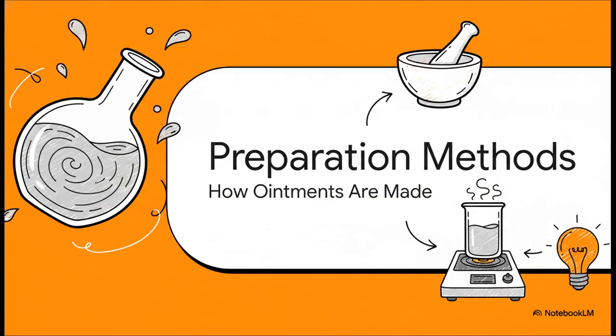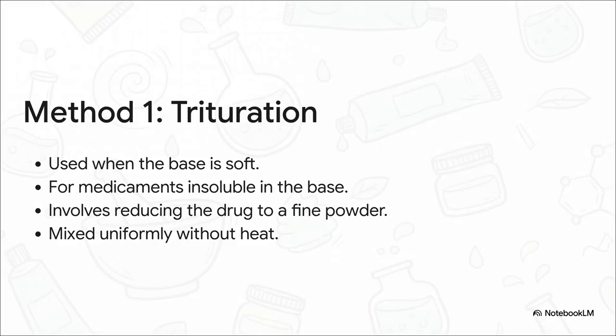So now that we know what goes into an ointment, how are they actually made? Well, when it comes to your exams, you really only need to worry about 2 primary methods. Method number 1 is called trituration. This is basically just good old-fashioned mechanical mixing done at room temperature.